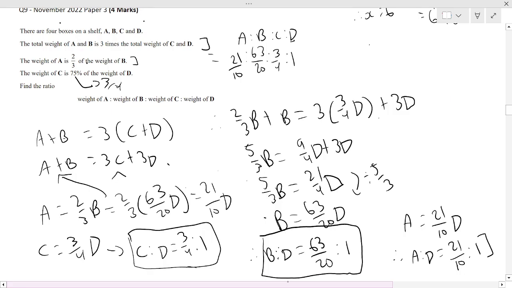I think you could leave it there, but I want to simplify it to a whole number, just for the sake of argument. Well, the 4 and 10 go into 20, so I can just times by 20 either side. So then this ratio becomes, if you do 21 over 10 times 20, you get 42, to 63, to 3 over 4 times 20. That'd be 15, right? Let me check that.